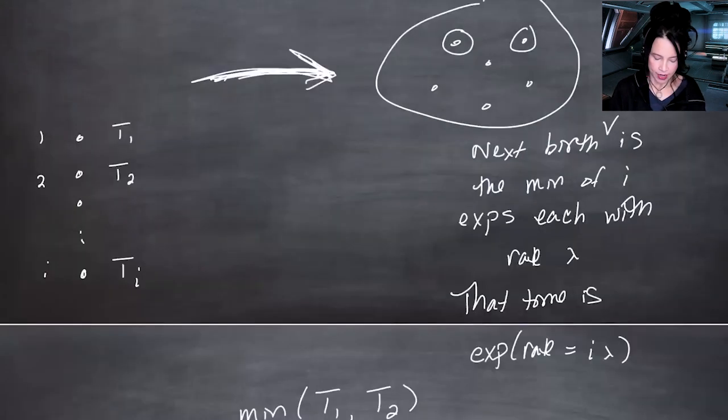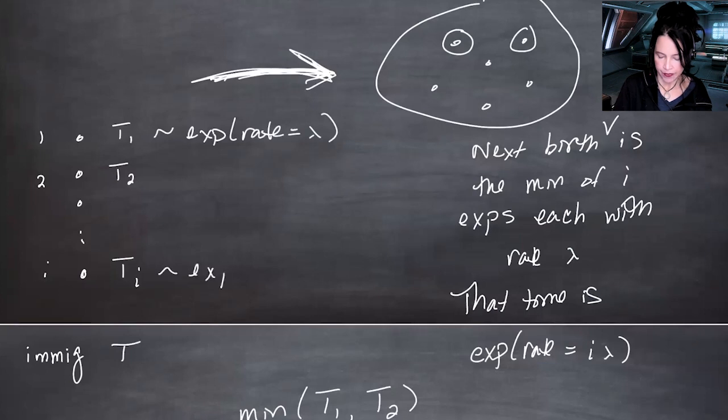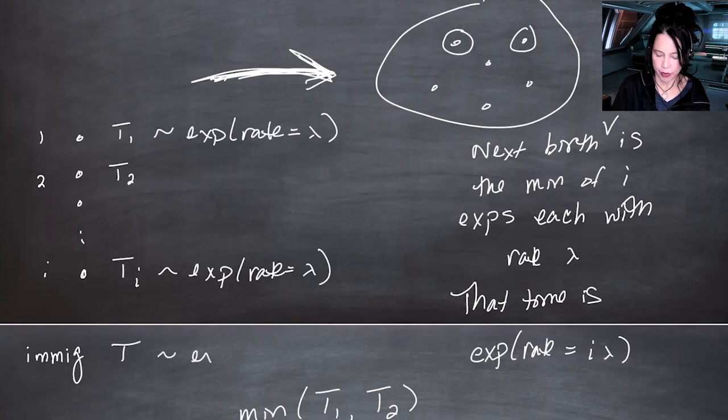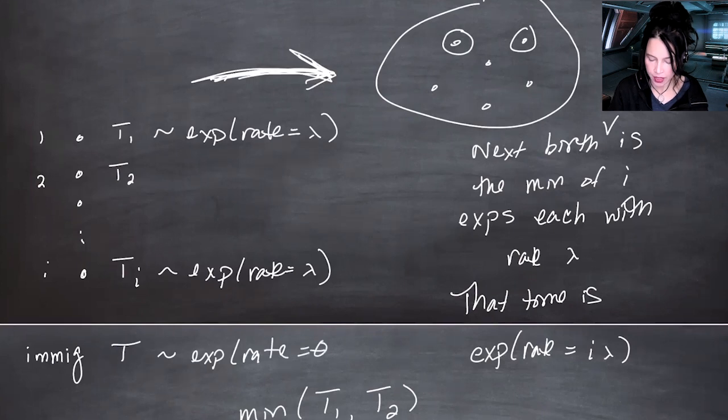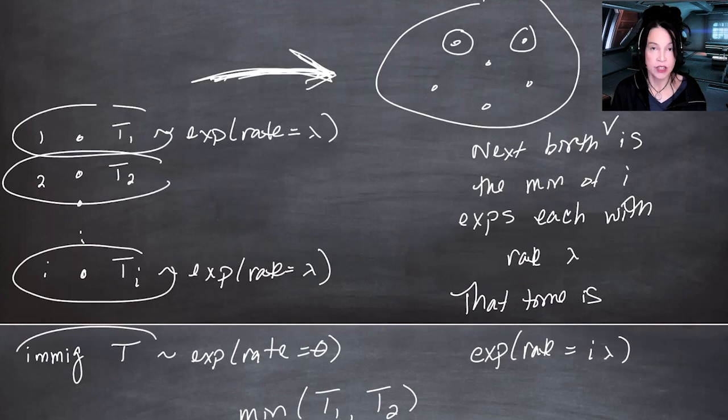And then we also have the immigration, which will be after an exponential amount of time, with rate theta, because it's a Poisson process with rate theta. These are exponentials with rate lambda all the way down to here. So these are all the different ways that we can have an increase. We can have person 1 give birth, or person 2 give birth up to person I, or we can have an immigration.